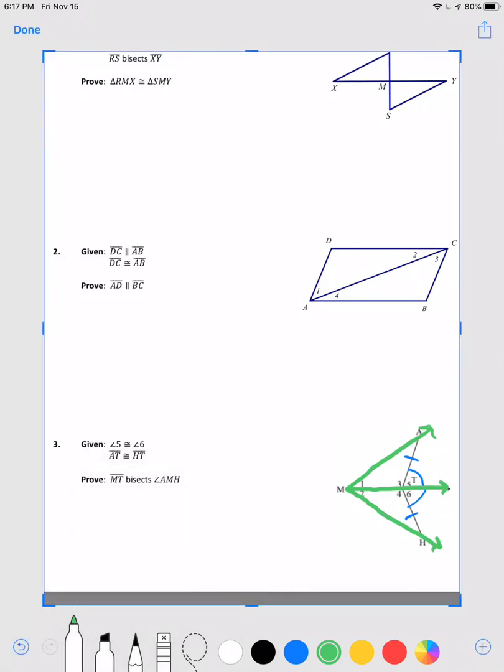So once again, we're going to use triangle congruence to do this. So notice the two triangles in the picture, MAT and MTH. Notice those two triangles. One's on top, one's on bottom. Between those two triangles, we have one pair of sides congruent, which I had already marked in blue. It's AT being congruent to TH.